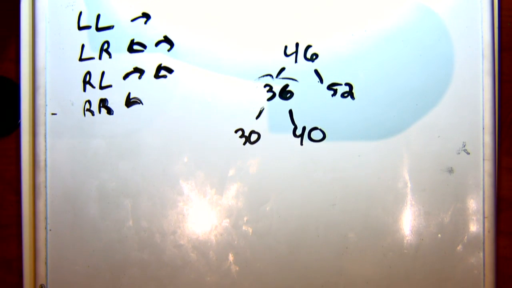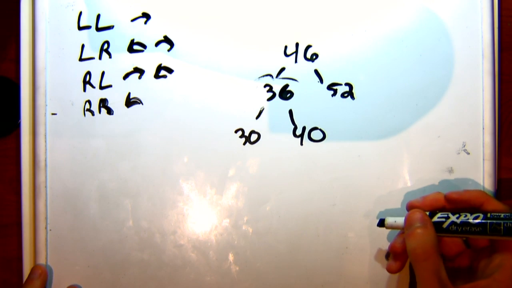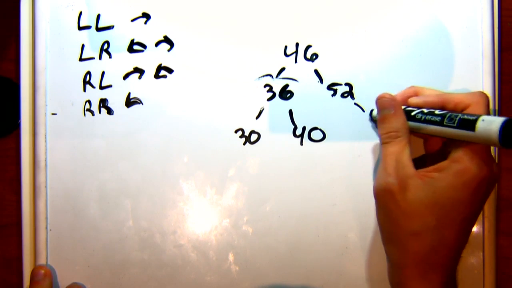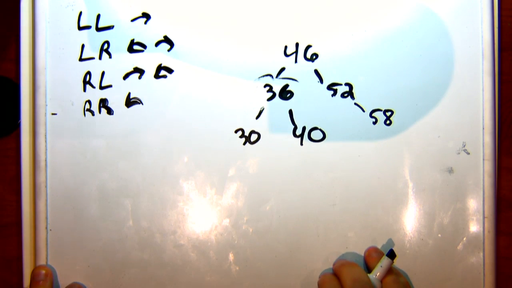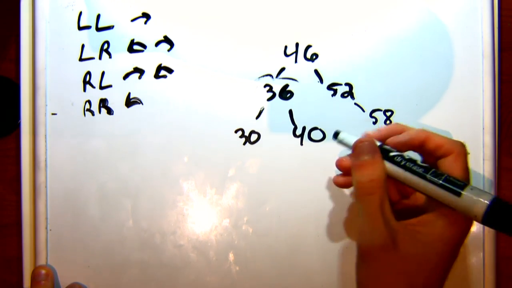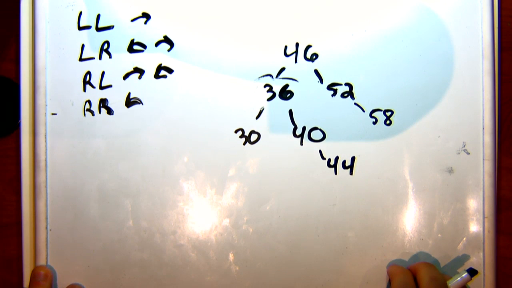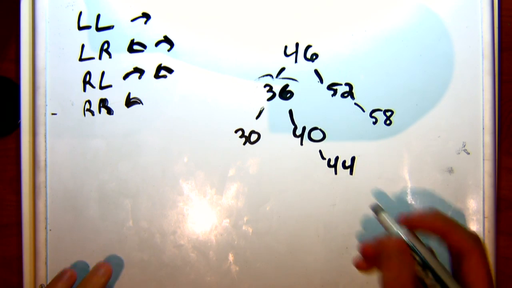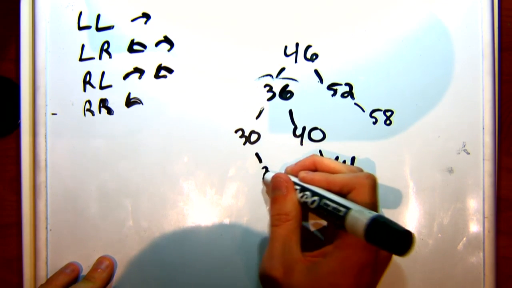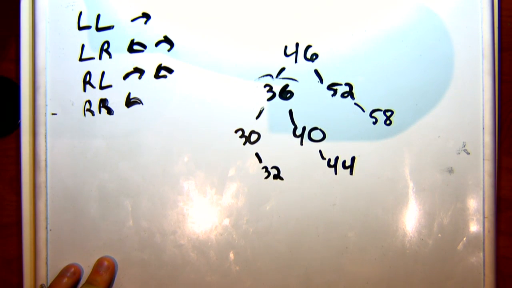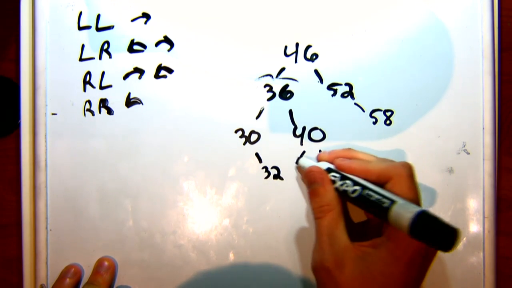So now we're going to keep inserting. The last thing we inserted was 40. Now we're going to insert 58. And then 44. And we should still be good here. Then 32. And then 41. Oops.